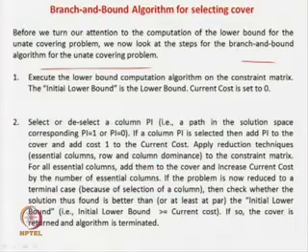So, first you execute the lower bound computation algorithm on the constraint matrix and generate the initial lower bound, and the current cost is set to 0. So you are given a matrix, then you use this lower bound computation algorithm, and you find out what can be the minimum number of nodes required to implement it. It will give you a lower bound saying at least 1, or at least 2, or at least 3. Again, as I told you, the lower bound algorithm in this case will not give you a higher estimate.